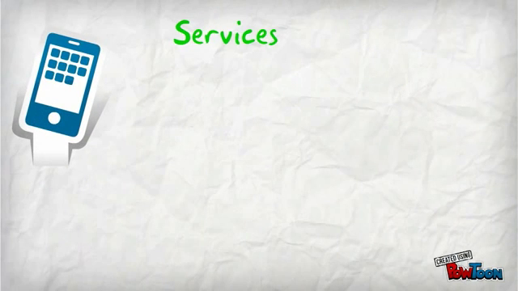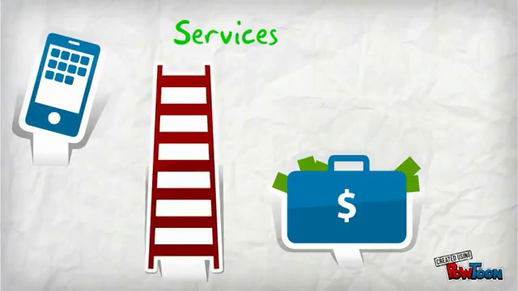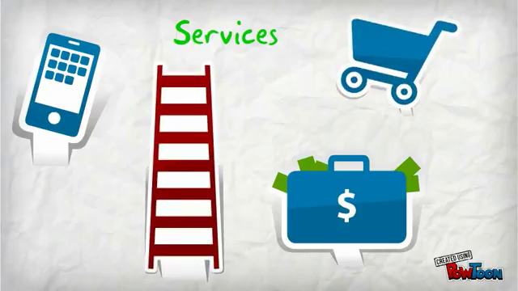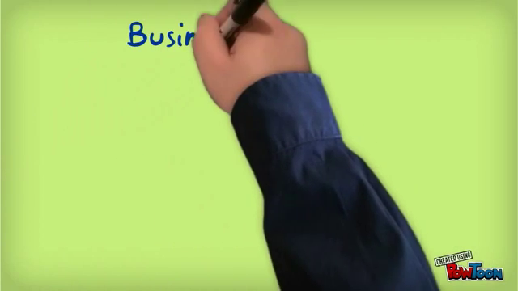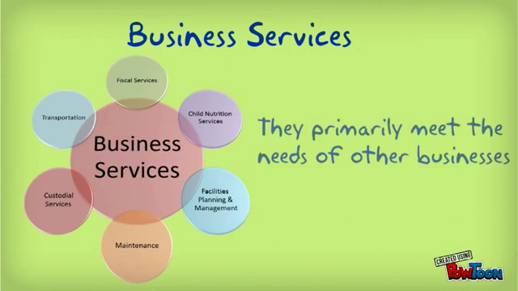Now that we have finished talking about urban hierarchy, let's talk about services. A service is a system supplying a public need such as transport, communications, or utility. The first type of service is a business service. These are services that primarily meet the needs of other businesses. It includes professional, financial, and transportation services.